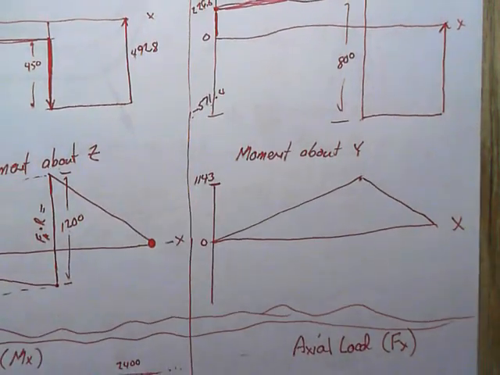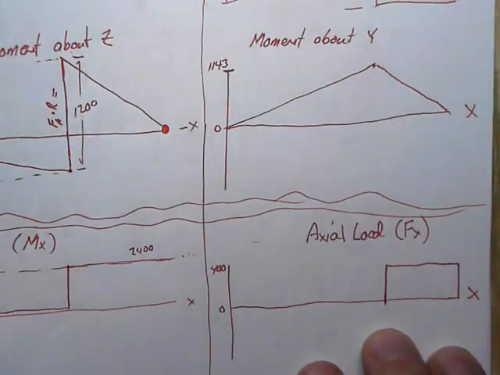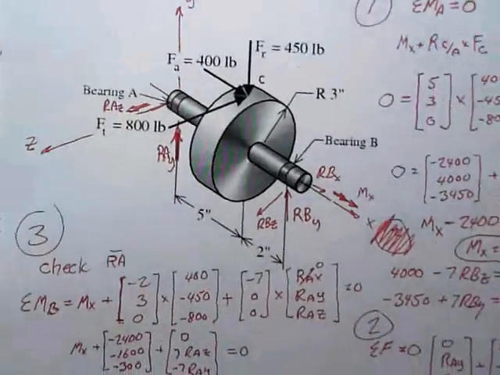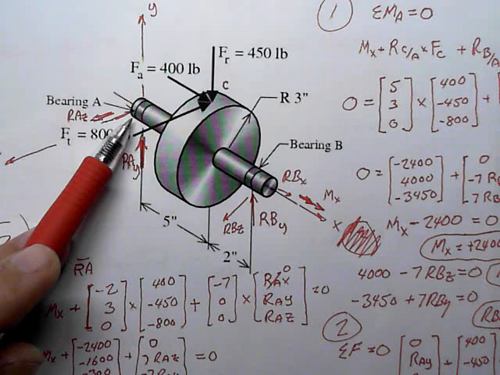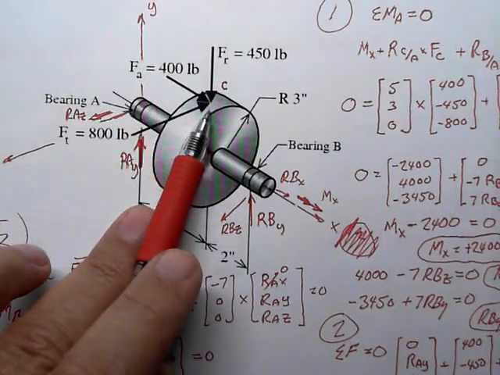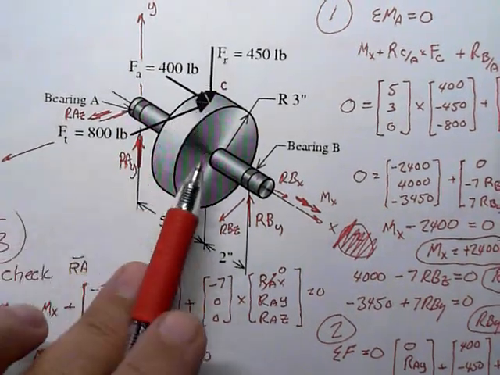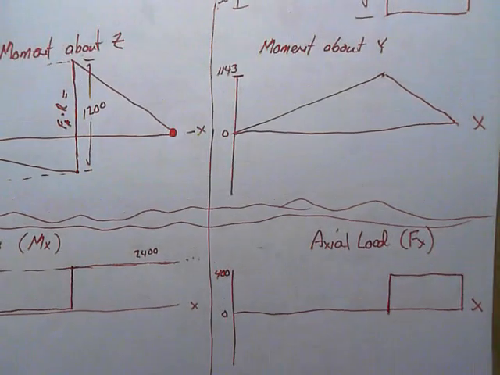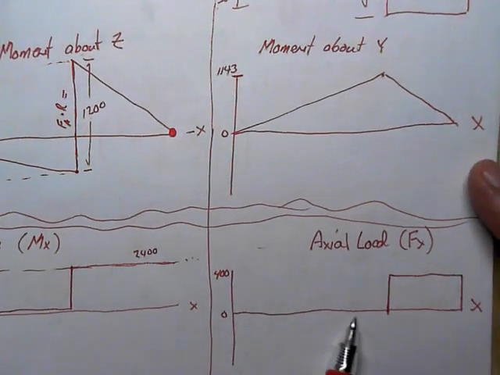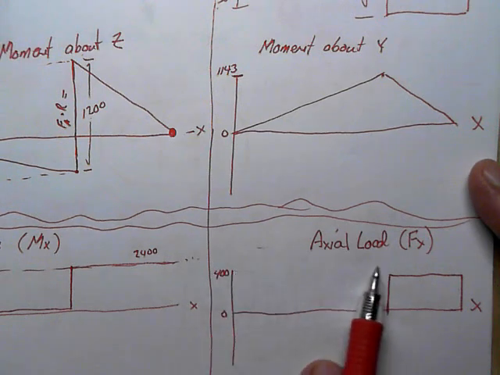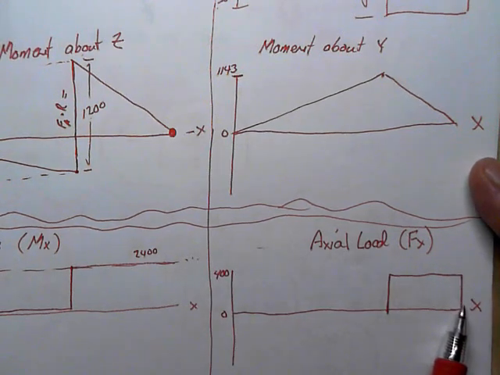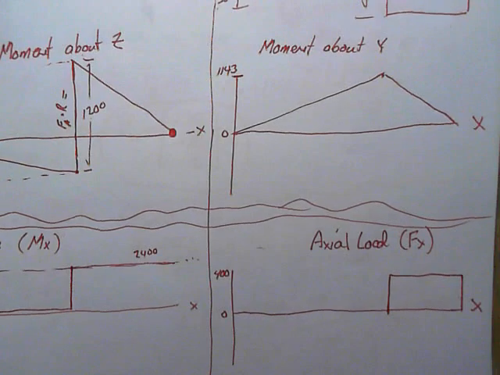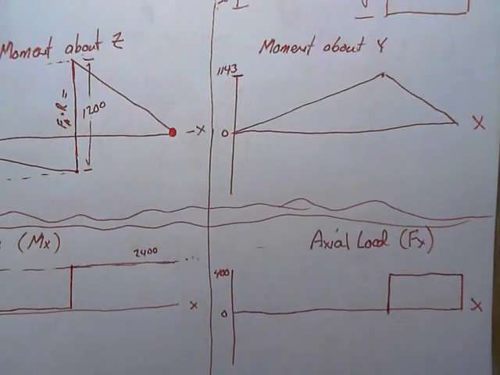And the axial load acting on the shaft: this bearing carries no axial load. We have an axial load coming in of 400 pounds, and it remains an axial load of 400 pounds through the shaft until we take it out at the bearing. So an axial load of 0, jumping up to 400 pounds, jumping back to 0 at the bearing. And that is problem number 3, and that's the end of this movie.